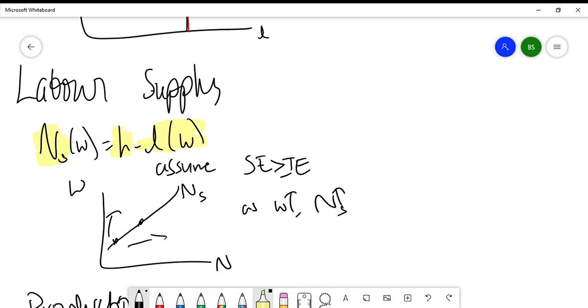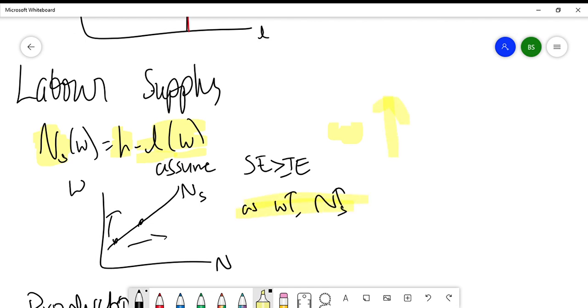In this case, we're assuming that the substitution effect exceeds the income effect, which means that if the wage is higher, then I can get a lot more money by working, and it's just worth more to me. I don't want to spend my time on leisure when I can get so much money working. This shows that if the wage increases, I would work more.